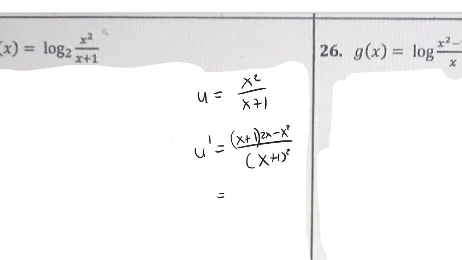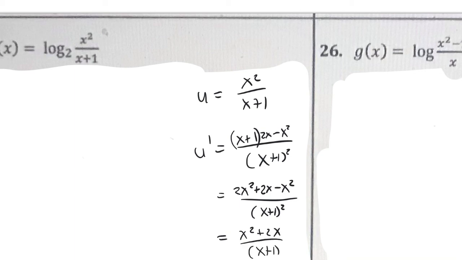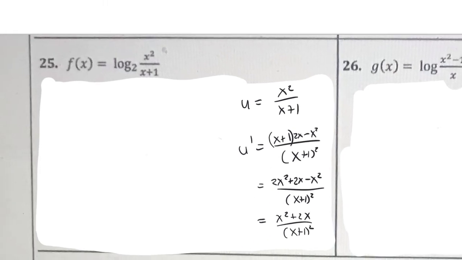So that's going to be 2x squared plus 2x minus x squared all over x plus 1 squared. And that's going to be x squared plus 2x all over x plus 1 squared. All right, so that is going to be important soon, okay?